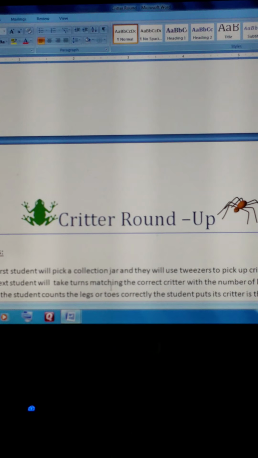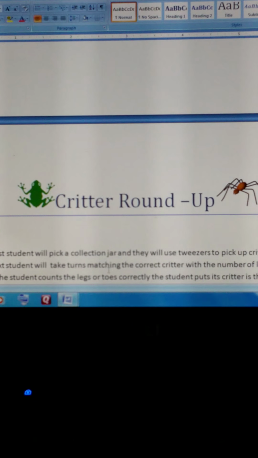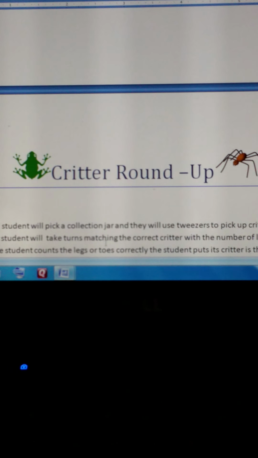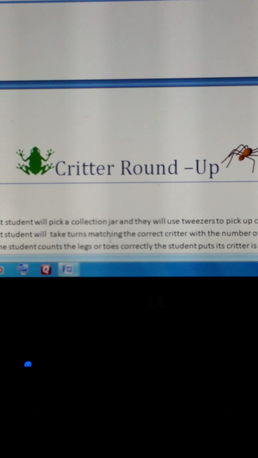The next game that I created was called Critter Roundup. This game was also done very inexpensively using things I found at the dollar store. Here we have little critters that I found at the dollar store. Some spiders, frogs, turtles, different little things. Preferably things that have lots of eyes, toes, legs, something that the students can count. Then I got these little buckets. These are called bug carriers, and they came with tweezers.